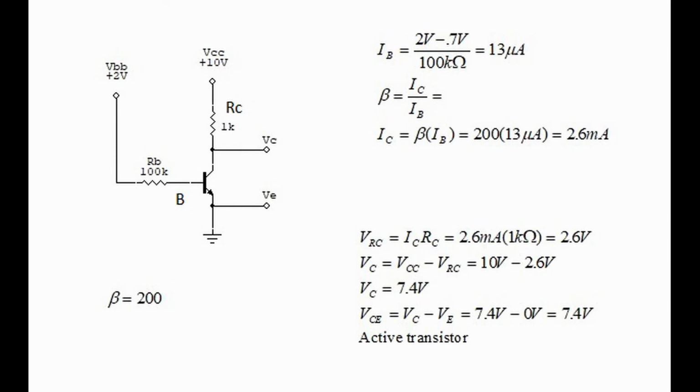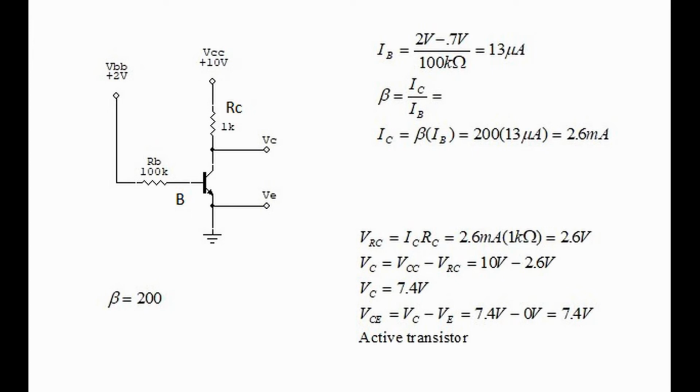Let's try looking at a more practical problem. And notice right away, underneath the schematic diagram, it says that beta equals 200. Beta must be given to you by the manufacturer in their data sheets, and beta is the ratio of collector current to base current, which we'll be using in just a moment.